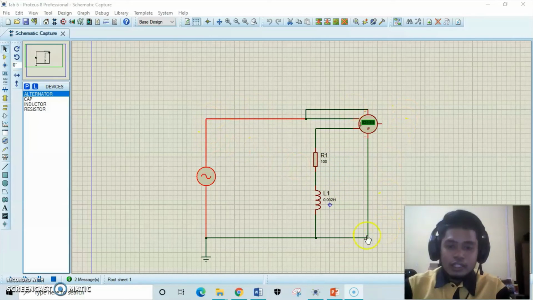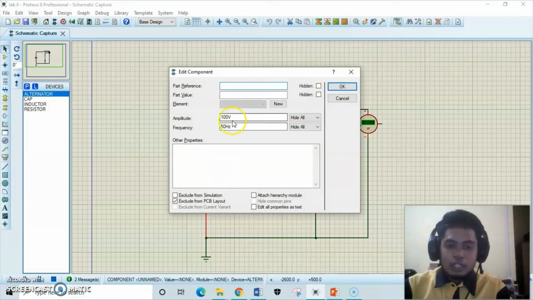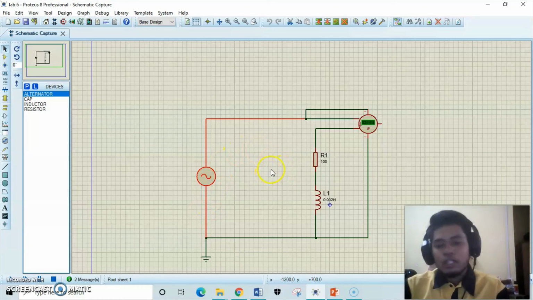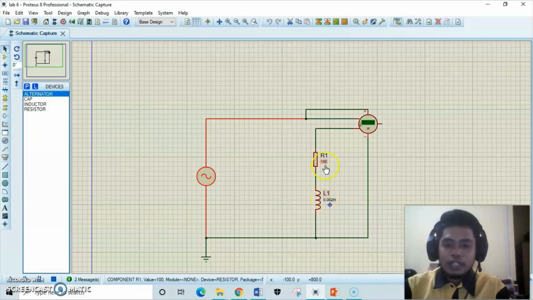As you can see, I have constructed the circuit using Proteus software. This is the alternator, this is the wattmeter, this is the resistor, and this is the inductor. Following the lab sheet, I set the alternator to 100 volt peak and a frequency of 50 Hz. After that, I set the values of the resistor and inductor L1 according to the lab sheet. Then I change the value of the inductor, and R1 is kept at 100 ohm.